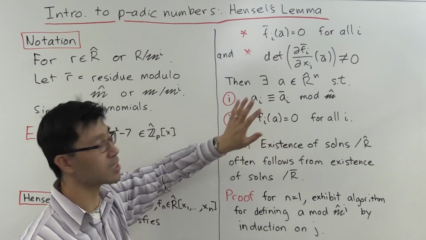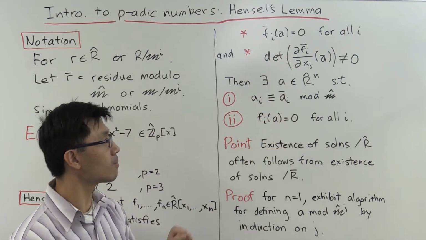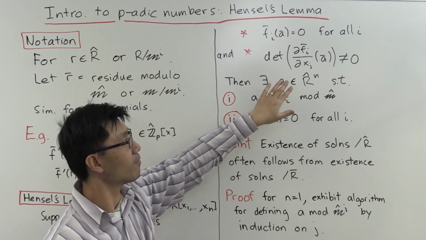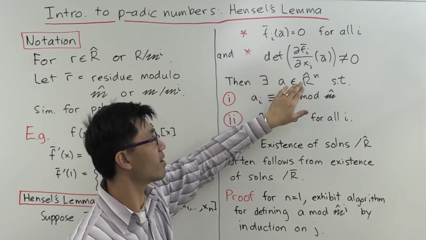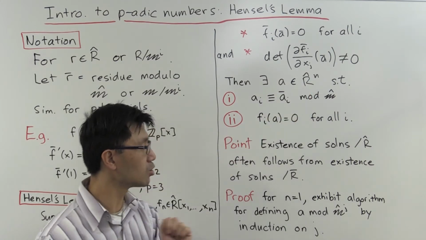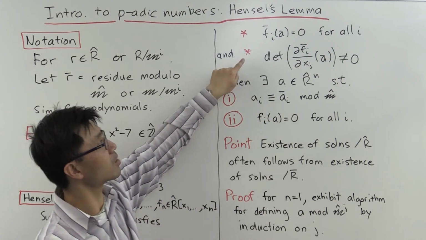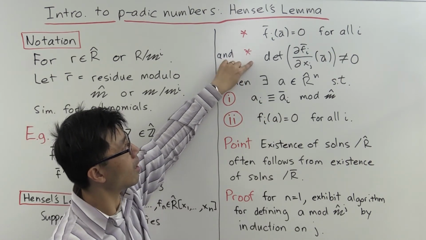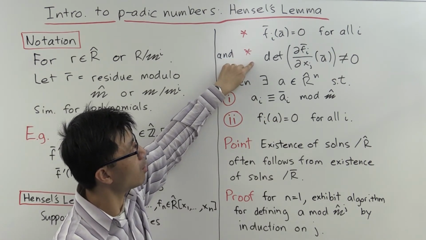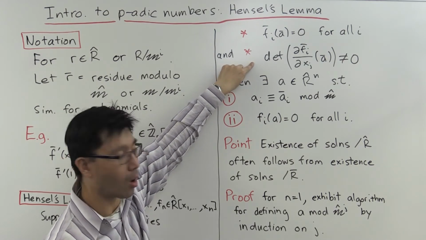So often, using Hensel's lemma, you can reduce finding out whether there exist solutions over R hat to the question of whether there exist solutions over R bar. Of course, there's an extra condition to check, so that comes into play as well, but more often than not, this will hold.